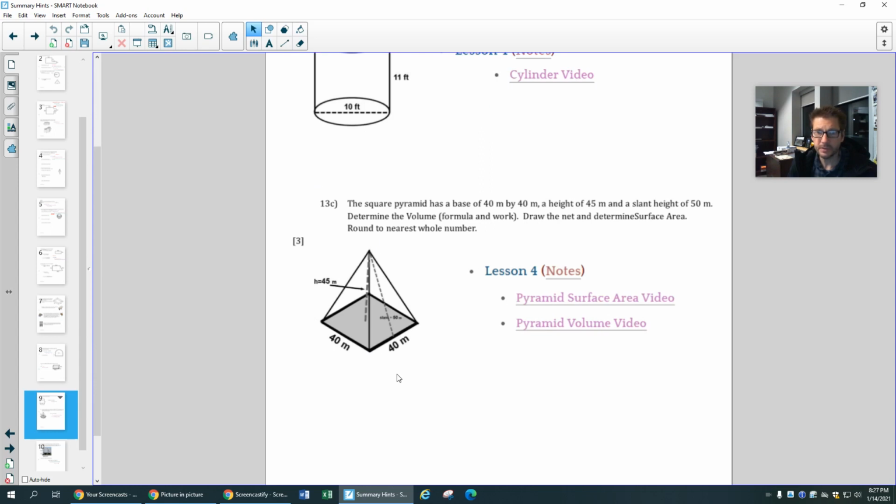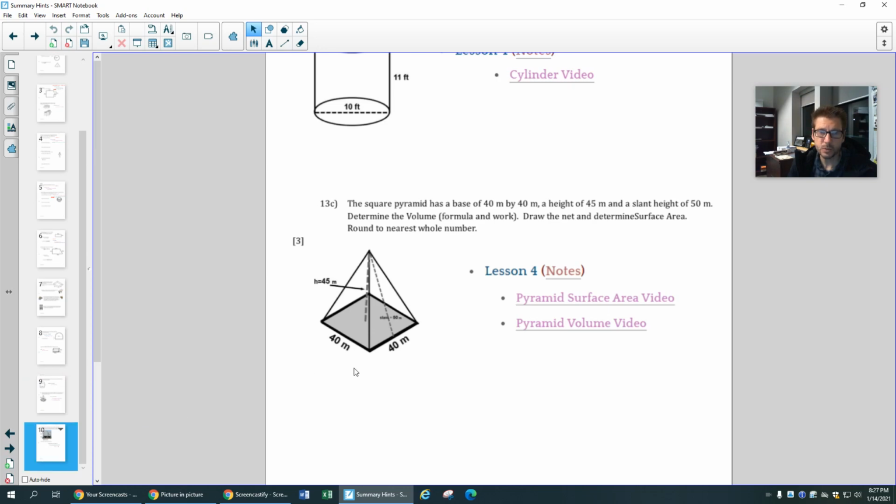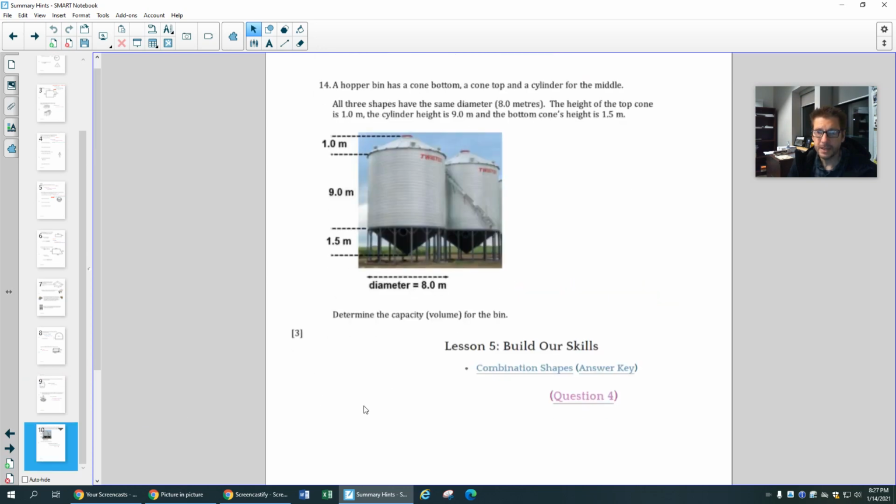Question 13, you've got a pyramid. It's a square pyramid. So again, you want to make sure you watch the surface area. When you lay this thing flat, what do you get? When you find the volume, what do you have? Check your lesson 4 for the formula in case you need to find that. And then the last question, number 14, if you go to lesson 5 and building your skills, combination shapes, right back here on question 4, you basically see the bin question.